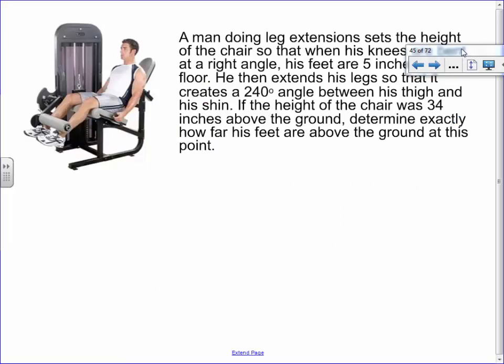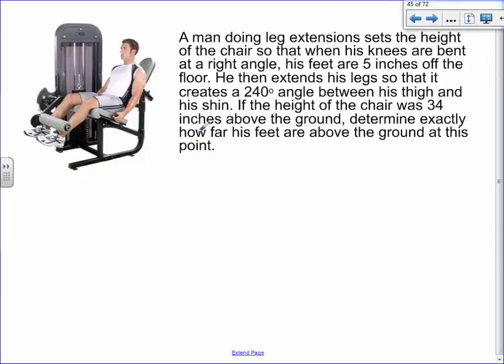Okay, let's do an example. This guy here is doing leg extensions. You guys kind of get the machine he's on here where he's sitting like this, and he's going to lift his legs up like this, do extensions. You can kind of visualize that.